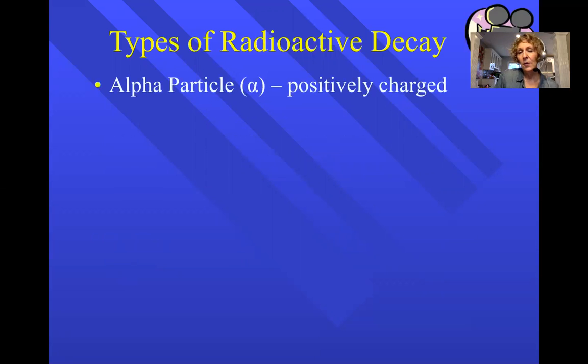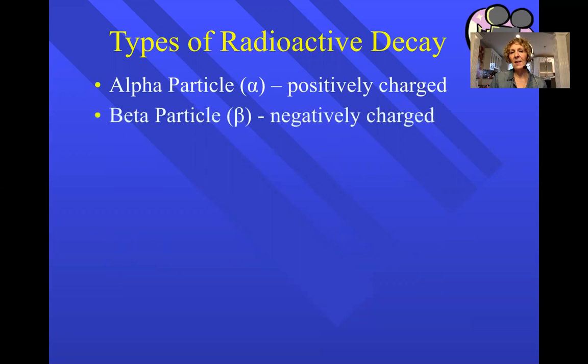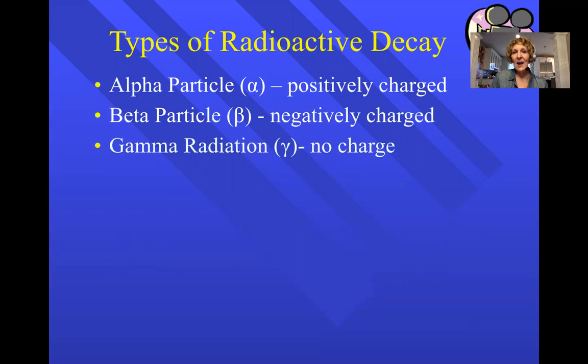So there are three different types of radioactive decay: alpha decay, beta particle decay, and gamma radiation. An alpha particle is positive, a beta particle is negative, and gamma radiation is actually not a particle. It's a wave of light, and it doesn't have a charge. But as we'll see, it is the strongest.